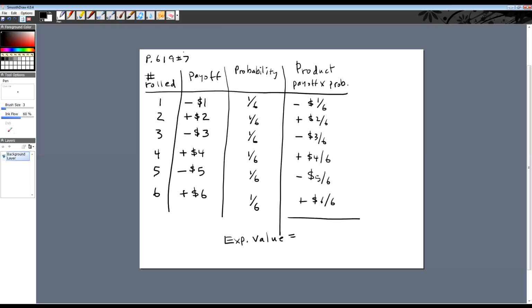So the expected value is the sum of these. So negative 1/6 plus 2/6 minus 3/6 plus 4/6 minus 5/6 plus 6/6 gives us 0.50 dollars or 50 cents. So the expected net winnings for this game are 50 cents.